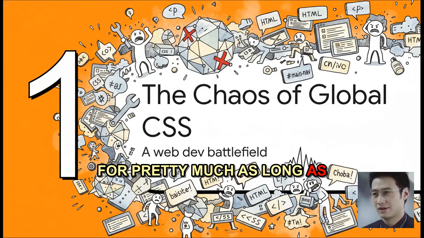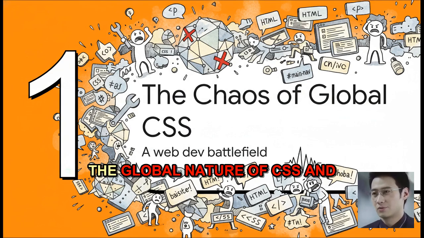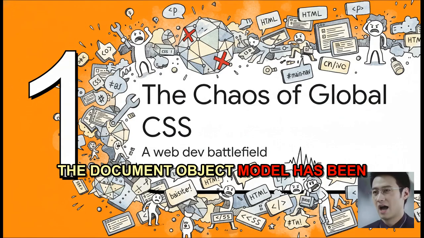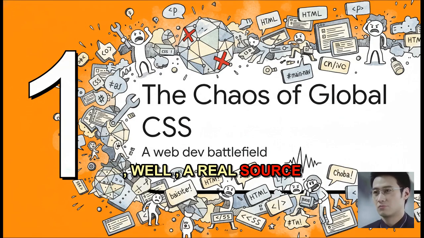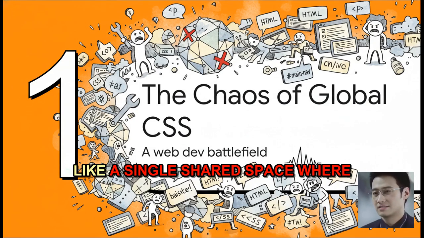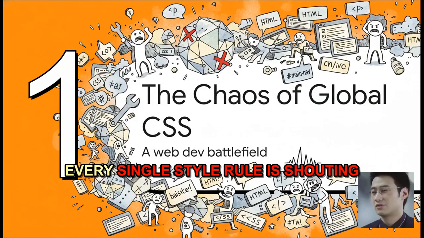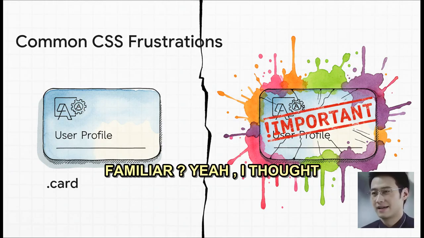Okay, so first, we have to understand the enemy. For pretty much as long as the web has been around, the global nature of CSS and the document object model has been, well, a real source of pain. It's like a single shared space where every single style rule is shouting at once. Does this look familiar? Yeah, I thought so.